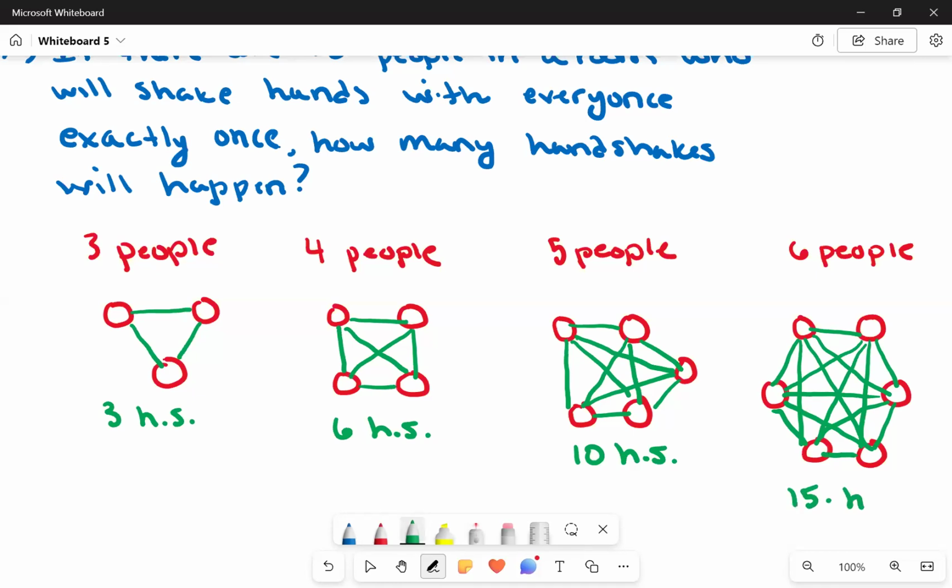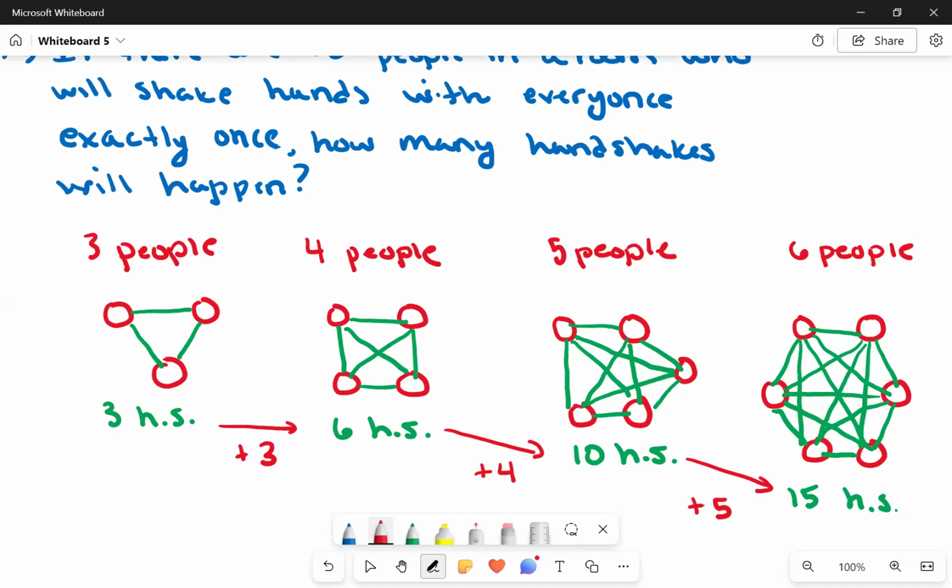Oops. Didn't mean to put the extra dot in there. 15 handshakes. All right. Let's see if we notice a pattern. I feel like I have enough now to go on. To go from 3 to 6, it looks like we add 3. To go from 6 to 10, we're adding 4. To go from 10 to 15, it looks like we're adding 5.